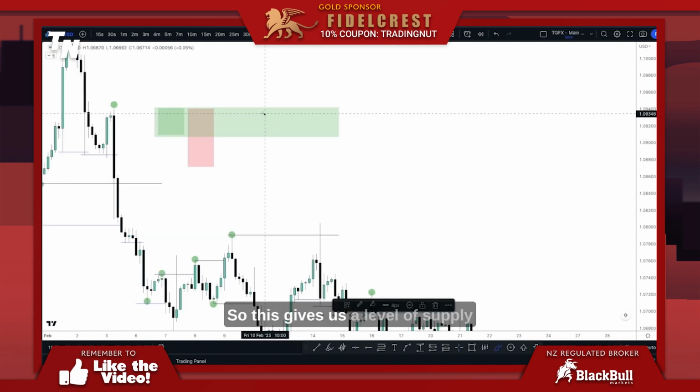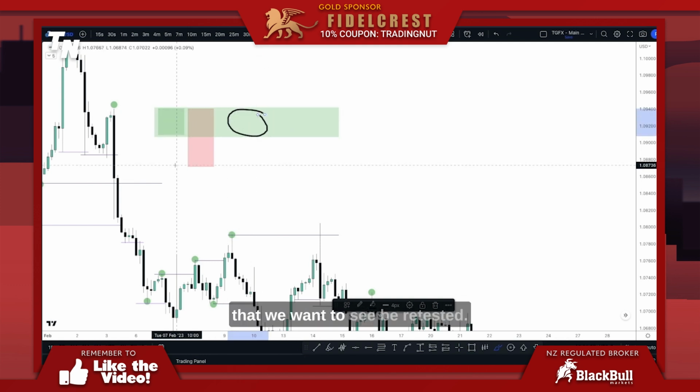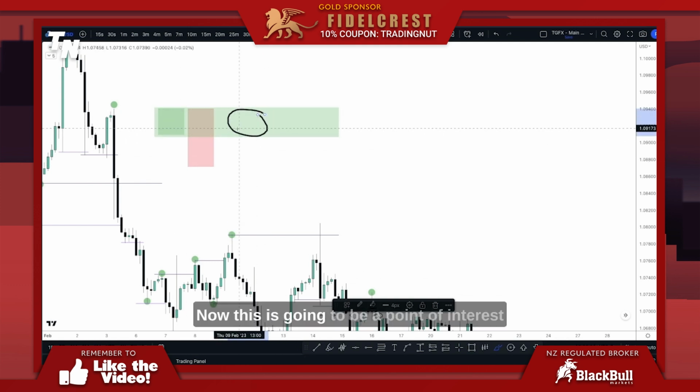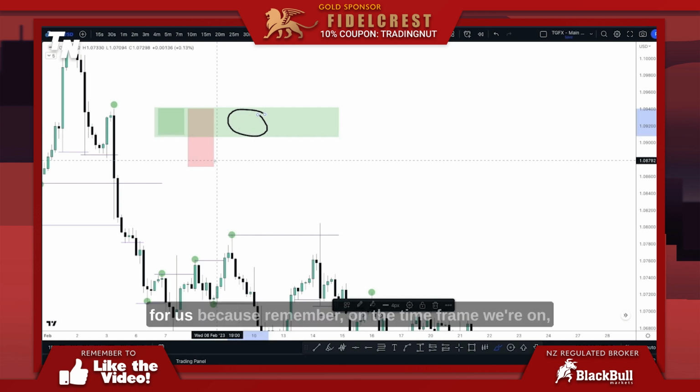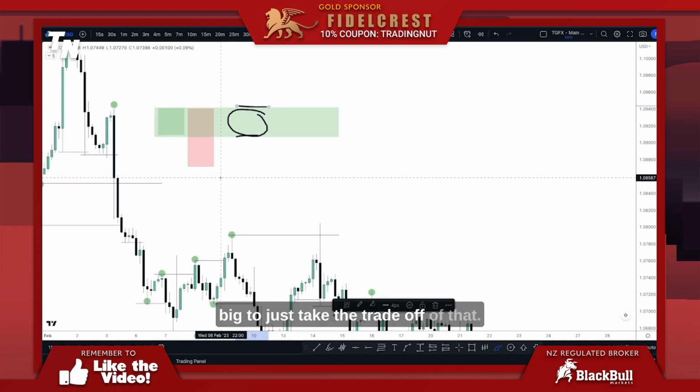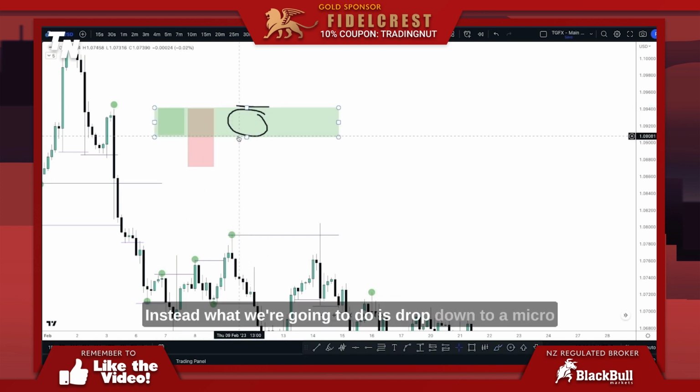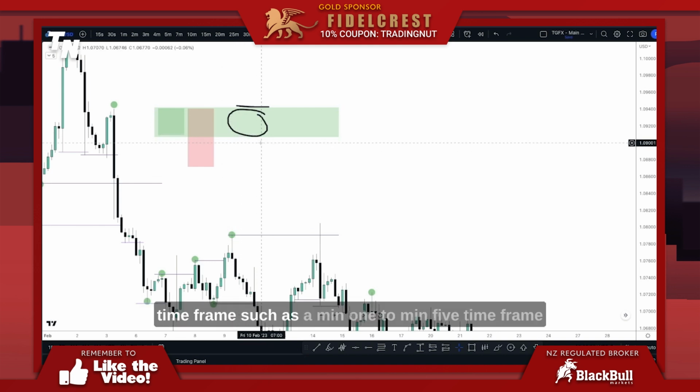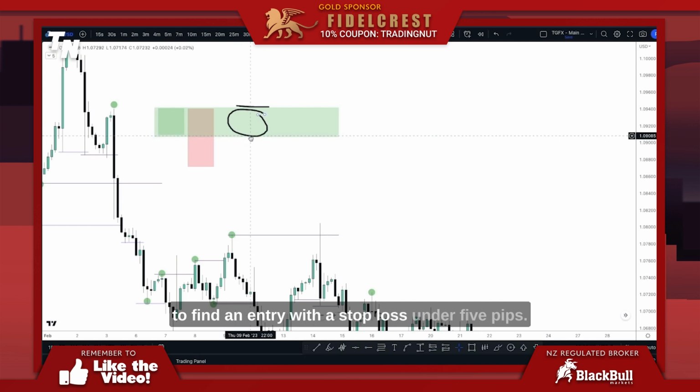So this gives us a level of supply that we want to see be retested. Now this is going to be a point of interest for us because remember, on the time frame we're on, which is macro, the stop loss would be far too big to just take the trade off of that. Instead, what we're going to do is drop down to a micro time frame such as a M1 to M5 time frame to find an entry with a stop loss under 5 pips.